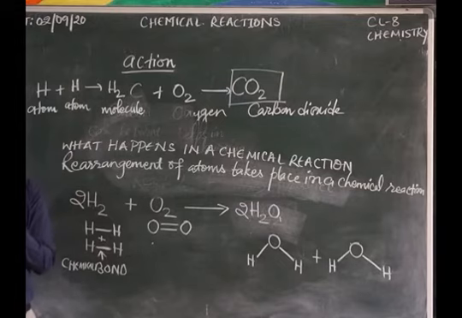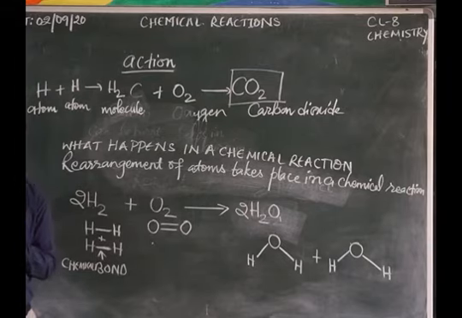So what helps the atoms in a molecule to hold tightly? Force of attraction. And this force of attraction between the atoms in a molecule is called chemical bond. And there are two types of chemical bond. They are covalent bond and electrovalent bond. This electrovalent bond is between metal and non-metal, but covalent bond is between non-metal and non-metal.